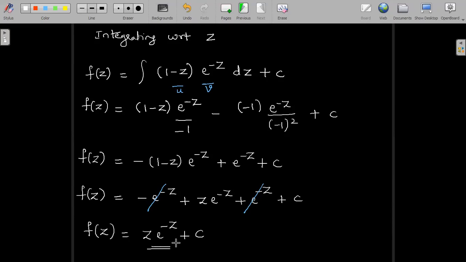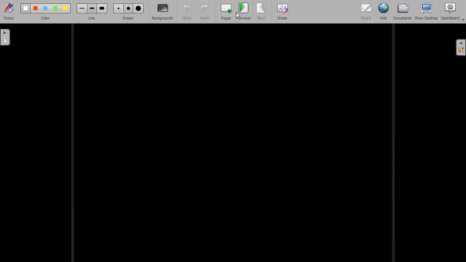So the first part of the problem was to find f of z as a function of z, and we have obtained f of z as z into e power minus z plus the constant of integration c. Now the second part of the problem is, hence find v. So we have to find out the imaginary part now. In order to find the imaginary part, we use the f of z function we have just obtained, that is z into e power minus z, and substitute the Cartesian representation for z on the right hand side, and on the left hand side we substitute f of z as u plus iv.